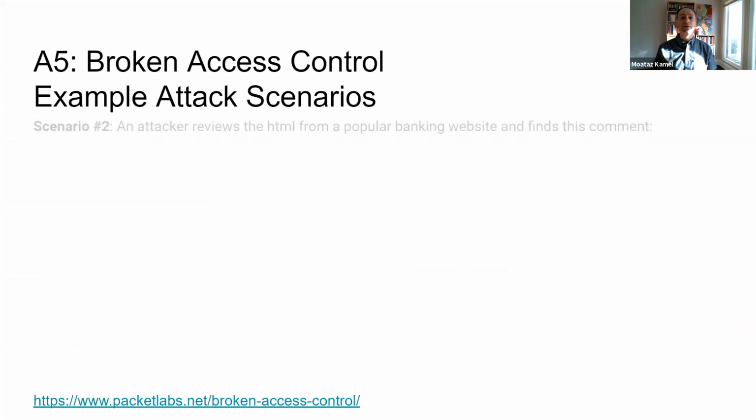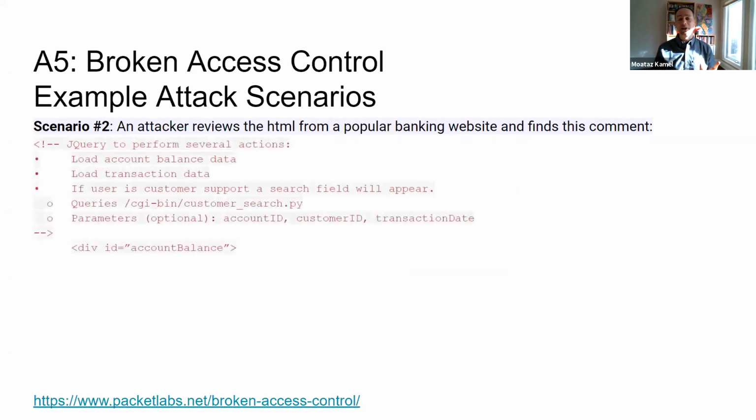Another attack scenario is where, for example, an attacker reviews the HTML code from the website and finds a comment in that HTML code that says there's another path that they can use if they're for a support team. So sometimes a given server has a path for users and then has another path for support engineers who need to test things or need to help a user. And that support path generally requires a higher level of privilege.